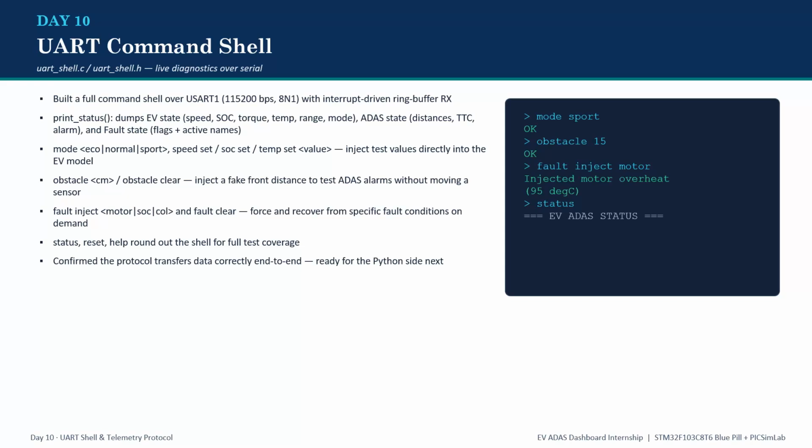PySerial to read data over a COM port connected to the same UART stream coming out of the board. A background thread serial reader continuously reads incoming lines from the serial port. Each line gets parsed by a parse_line function using regular expressions, and the result updates a shared live state dictionary.